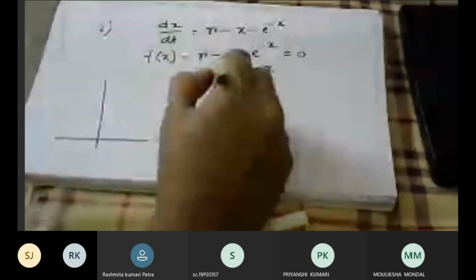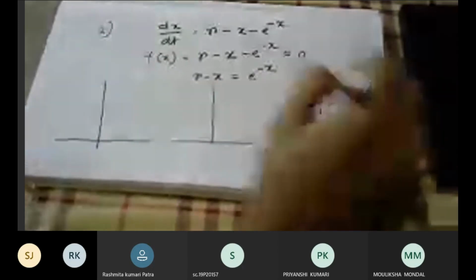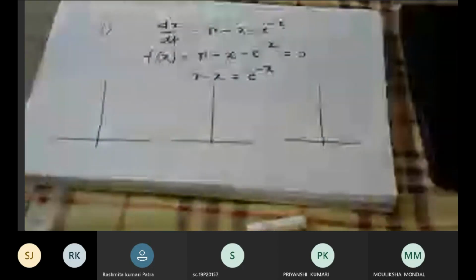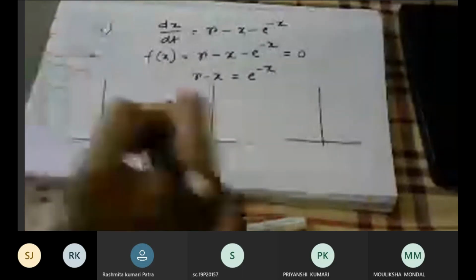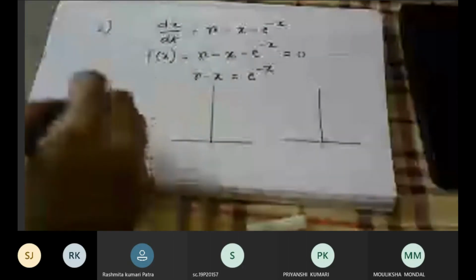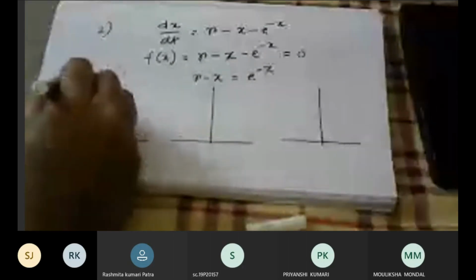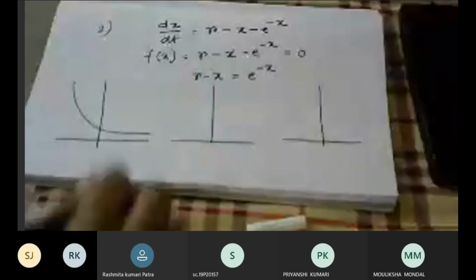So tell me, what will be the critical point according to you? Let us talk about e to the power minus x first. How should the graph look like? It will be a fall, right? Something like this, right? E to the power minus x.